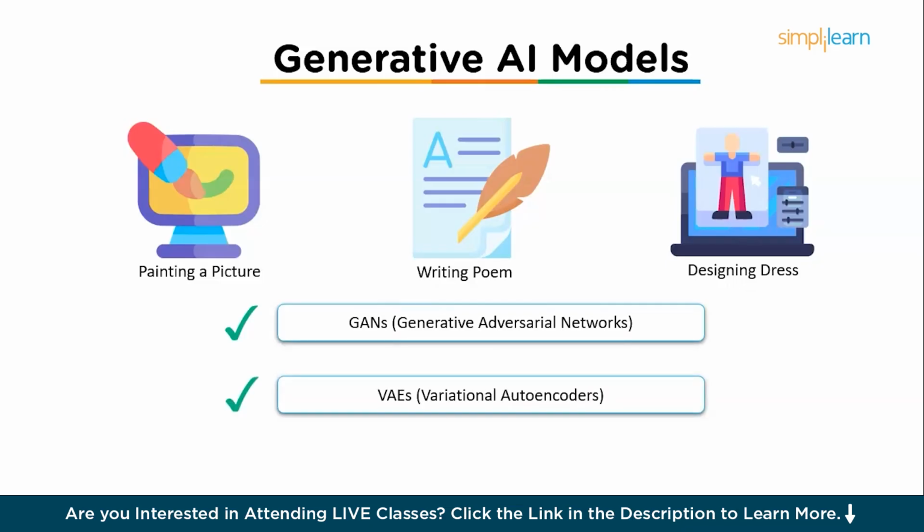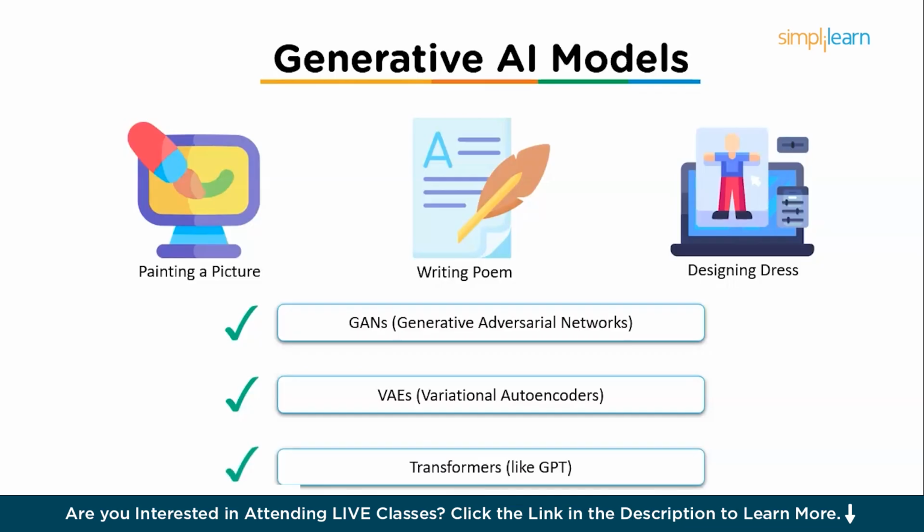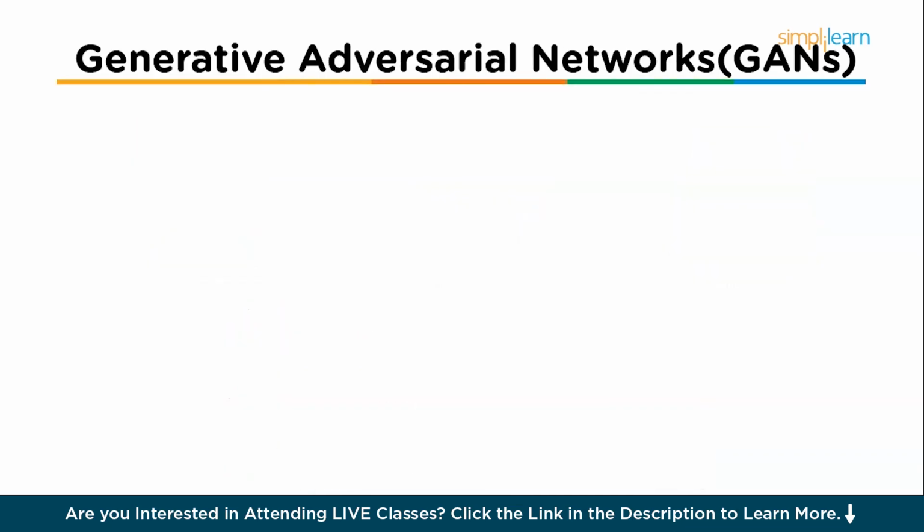And the third one, the final one, is transformers like the GPT. So let's understand this in detail. The first one is generative adversarial networks, GANs, the artist versus the critic game. So how does it work? Think of GANs like a competition between two neural networks.